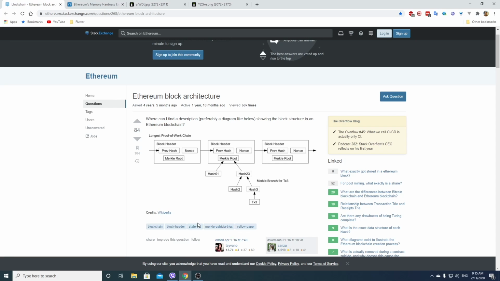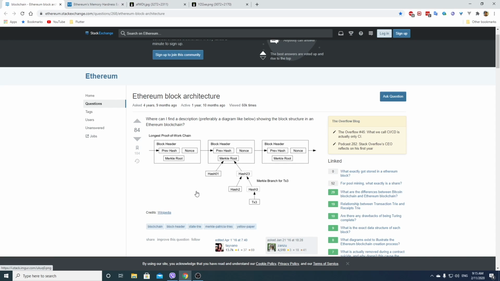So I found a very good explanation in one of the Ethereum Stack Exchange questions. I recommend this website, and specifically this particular question, that you have the link to on the screen. Somebody asked for a diagram and gave an example. This diagram is an example of what he would like to know, but it refers pretty well to the Bitcoin diagram.